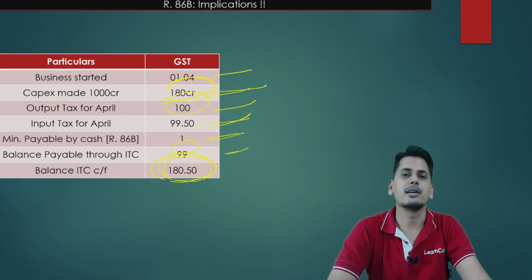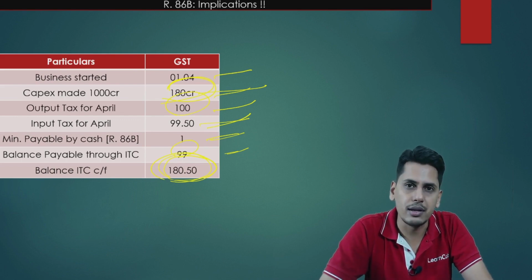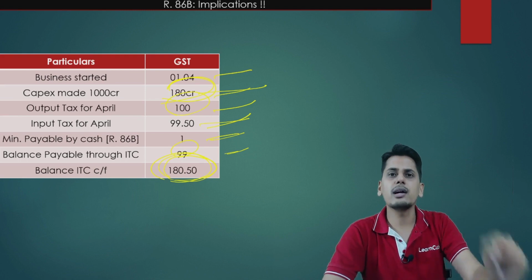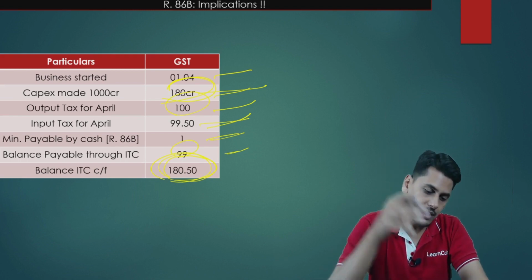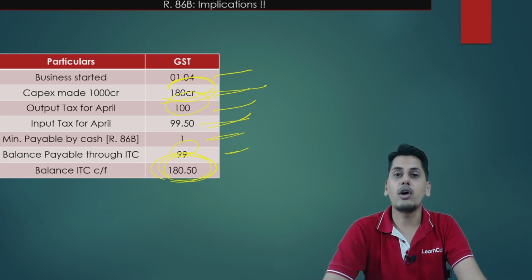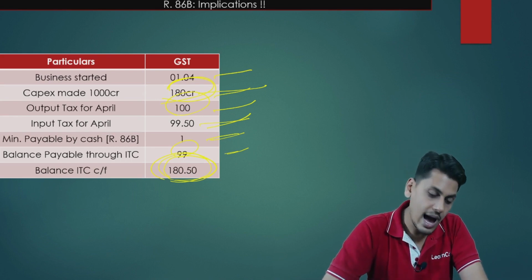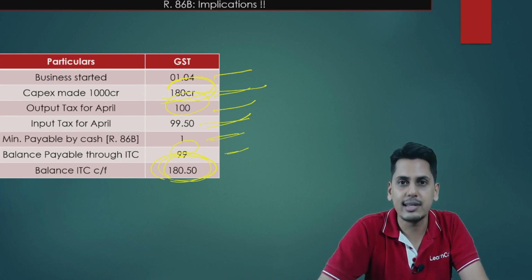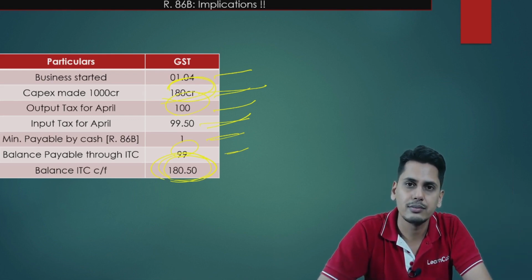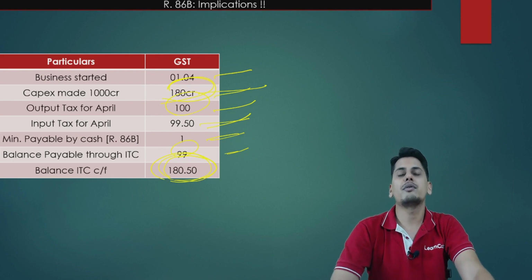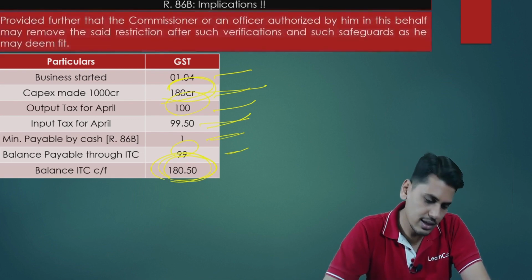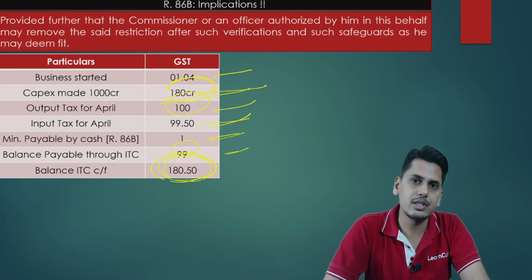What was your intention behind bringing 86B? To check input tax credit frauds. Do I look like a person who is going to make frauds in input tax credit after having invested 1000 crores in capex? If you want, these are the bills. This is the project. You can come and verify. Is the problem of this person genuine? The answer is yes. So therefore, friends, he can utilize this relaxation which is there.